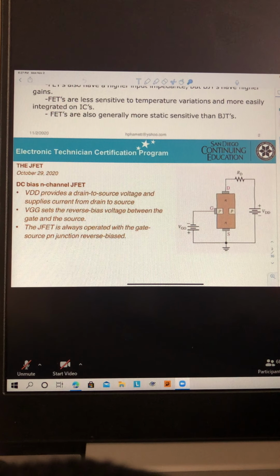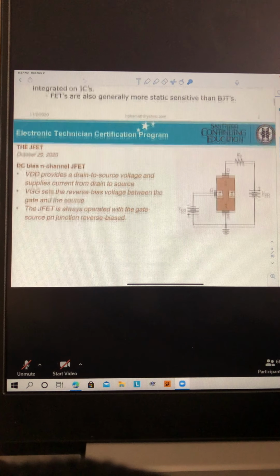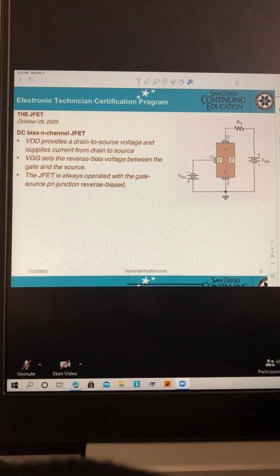Same thing like the bipolar. Before they can use the FET like an amplifier, they have to get the DC bias. That means you need a DC bias to make the FET work first. Okay?